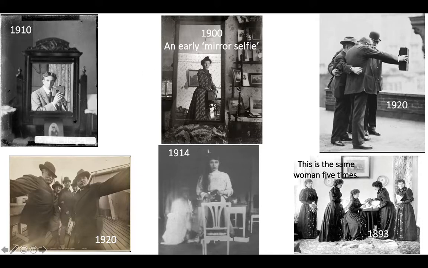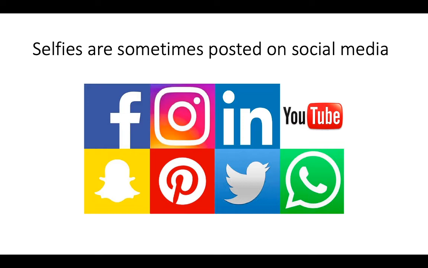Another early mirror selfie in the year 1900. This is in 1910. This is in 1920. They're holding a camera. It's the same picture over here. 1914, another mirror selfie. And here is a picture of the same woman 5 times. I'm not quite sure how she did this, but it looks quite creative.